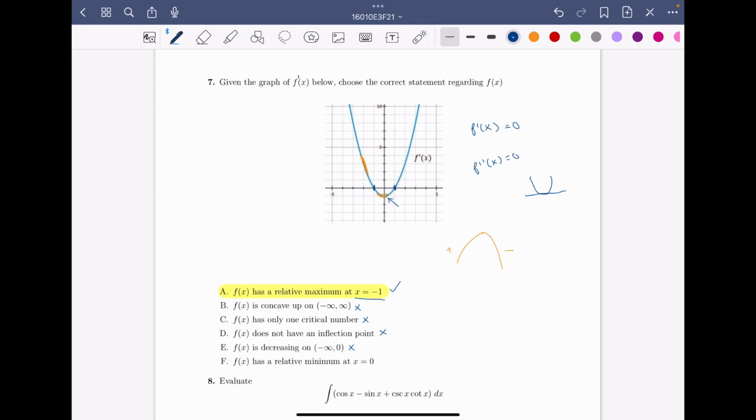And then f of x has a relative minimum at x equals 0. That's not true because minimums and maximums only occur where f prime of x equals 0, which again is at -1 and 1, so this is also false.